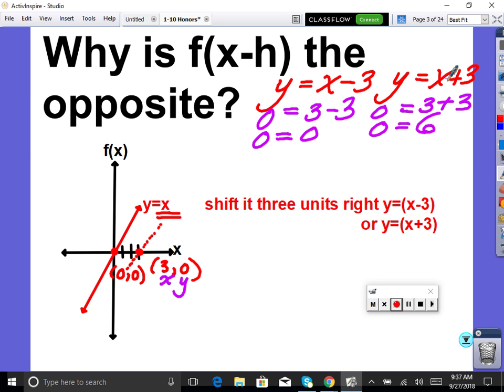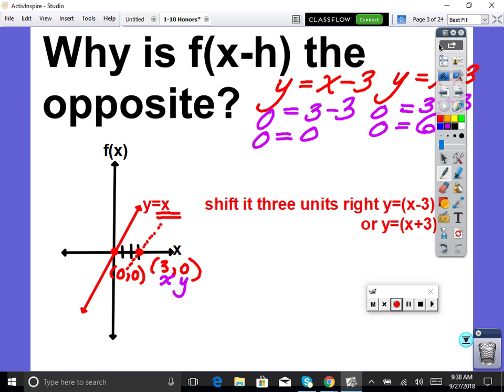So if it was plus 3, that would not be true. We would not land on that point. Do you guys see what I'm saying? So it needs to be opposite so that when we plug it in, it becomes 0. That's what she was saying. Do you guys see why? Because when we plug in positive 3, it needs to come out 0, so it needs to be opposite. Awesome. Now we understand why it's opposite. Because I might ask you that on a test.